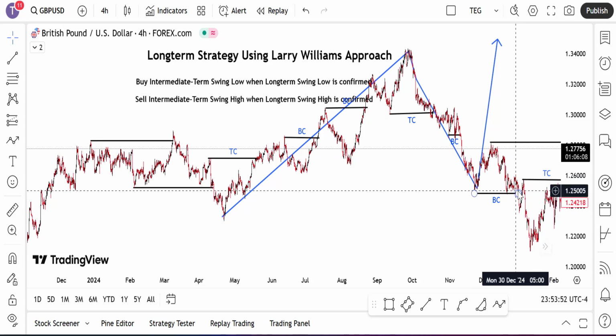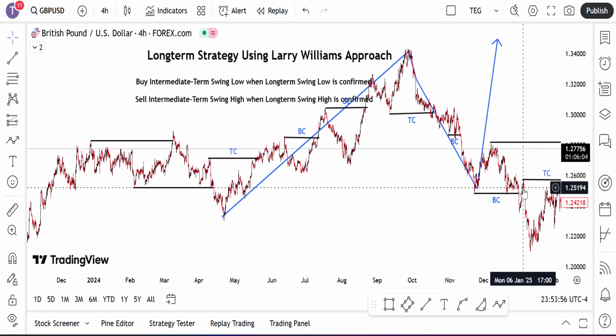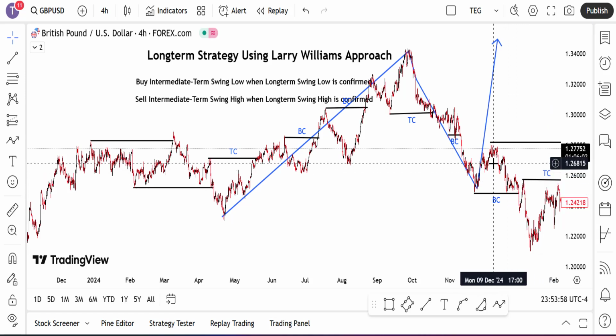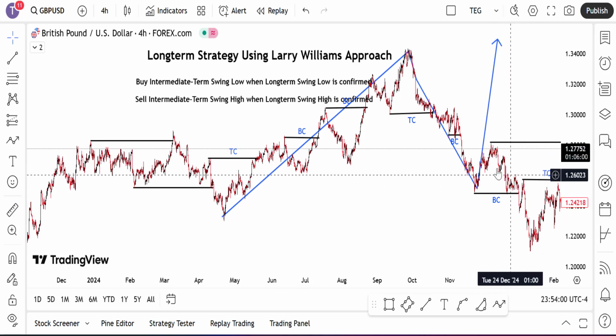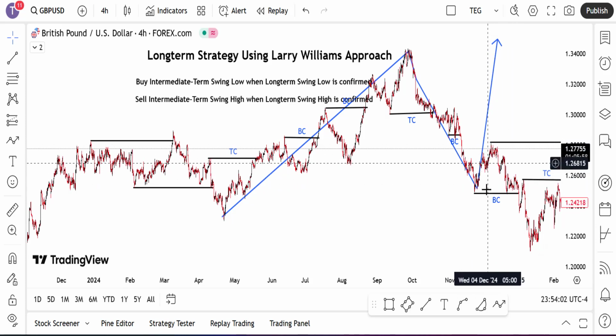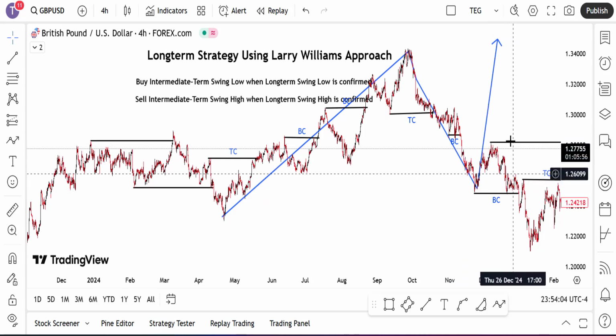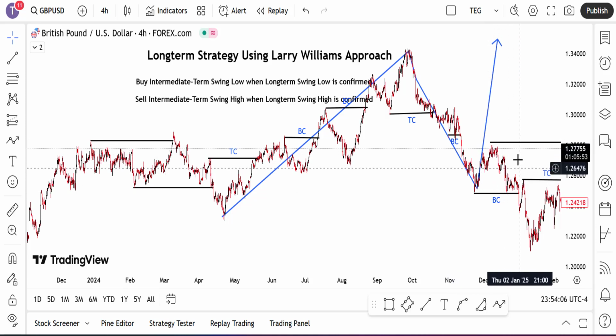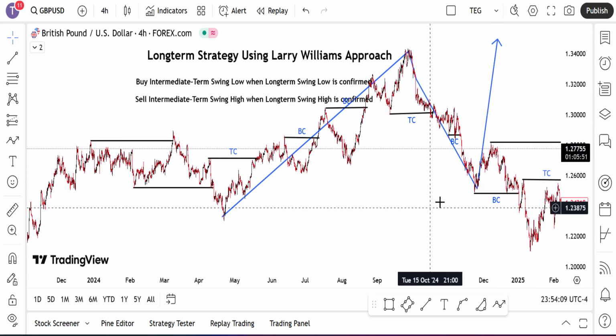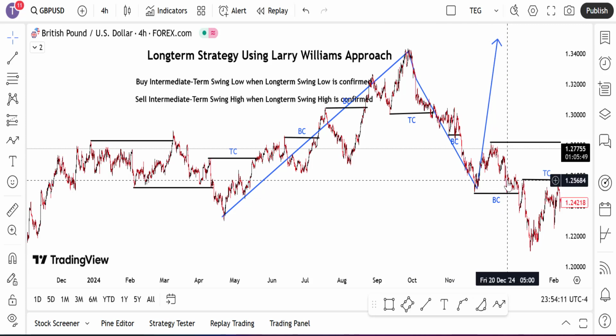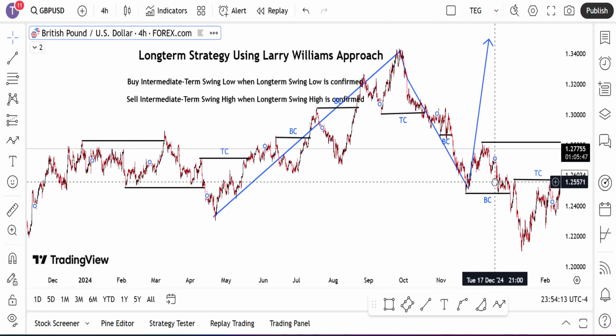So that is the reason why most people sell at this point. However, you can say this is a short-term swing low in the market. However, this is a long-term swing high after it takes out our long-term swing low. So you have to pay close attention.